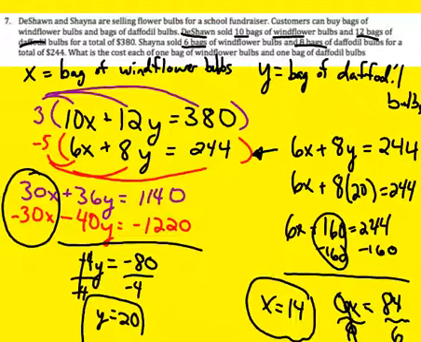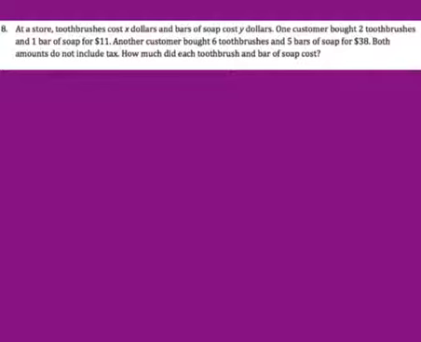So they're not worried about anything about Deshaun and Shayna. They're worried about what's the cost of each bag is. So my response would be the bag of windflower bulbs is $14 and the bag of daffodil bulbs is $20. Last one, stay with me, and this is the easier one.